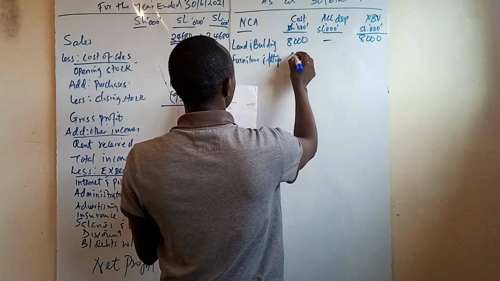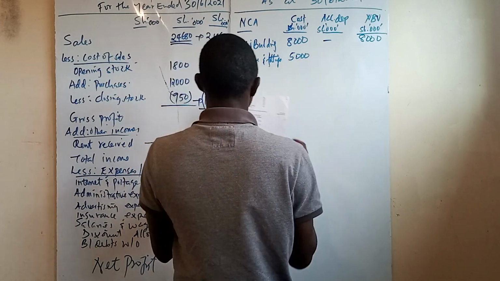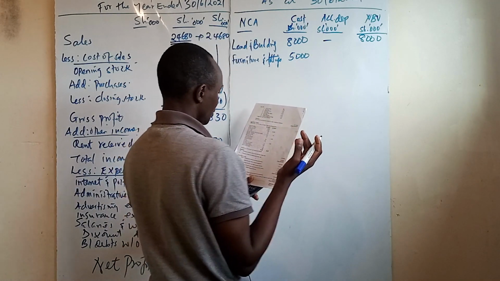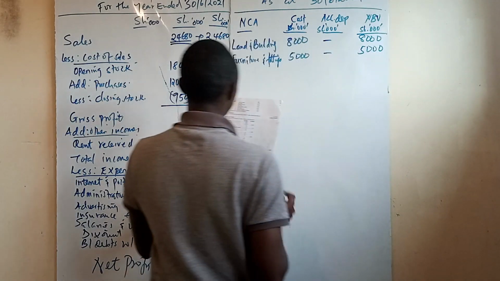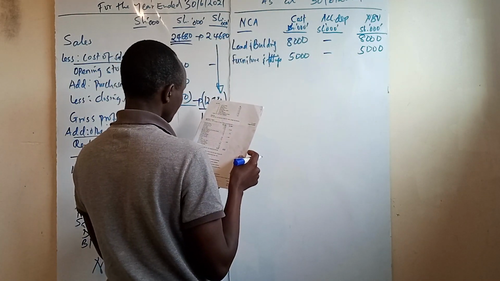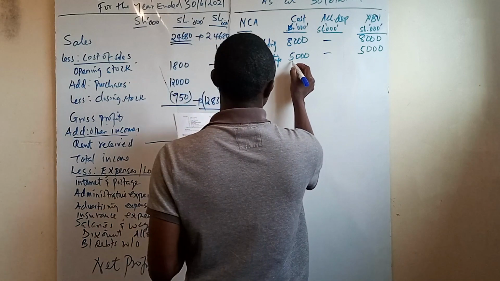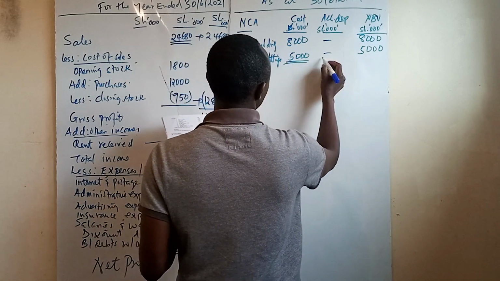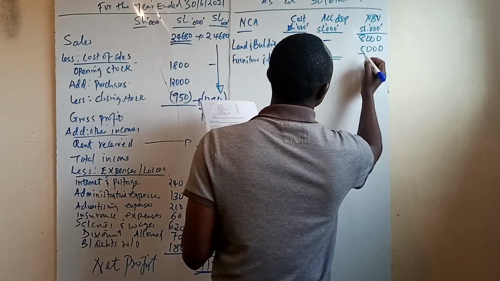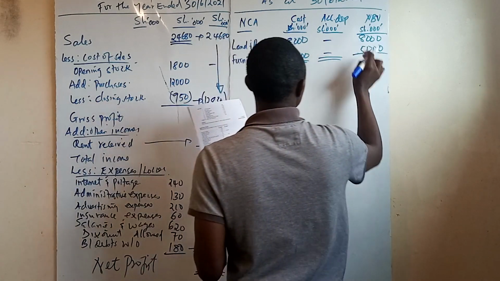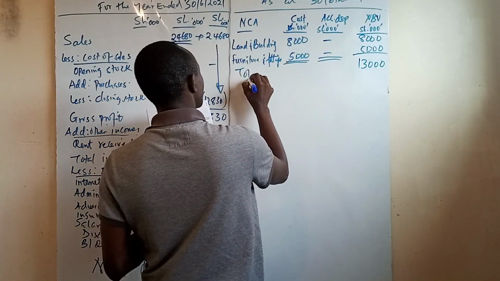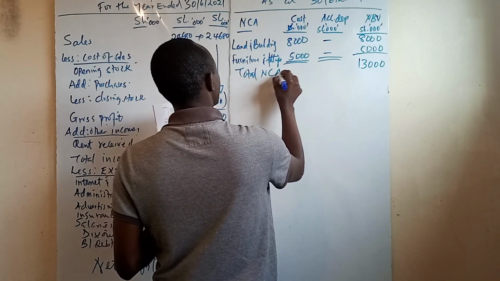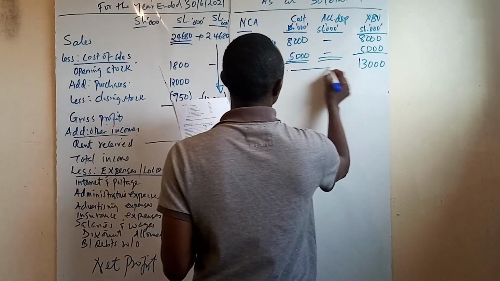Furniture and fittings of 5,000. I don't see any provision for depreciation here, so those are net book values. Then you have, that is what you have. So you're going to close these ones, you don't further need them. So you're going to add 8,000 plus 5,000, which is 13,000. This total is the non-current assets. This is the figure.